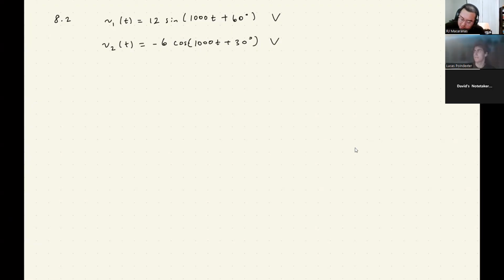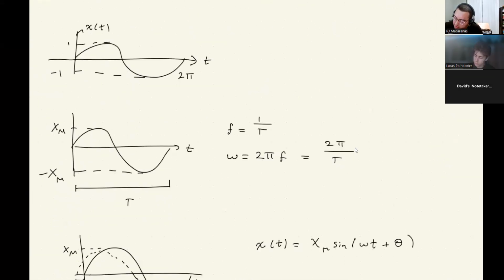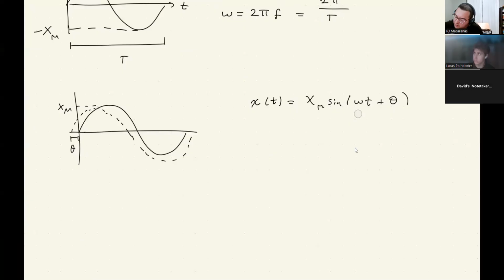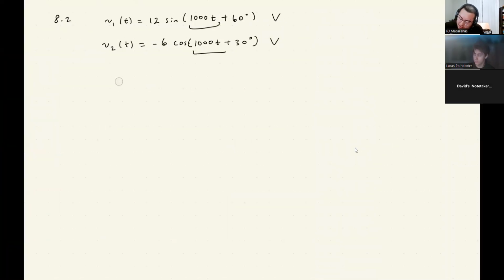I guess the first part of this question was to determine the frequency, and you can see that both of these voltage functions have a 1000 t term here. If you recall the formal definition of the sine wave, which we had back here, this is times omega t, right? So this 1000 is actually our omega.